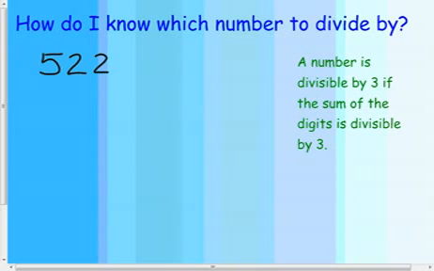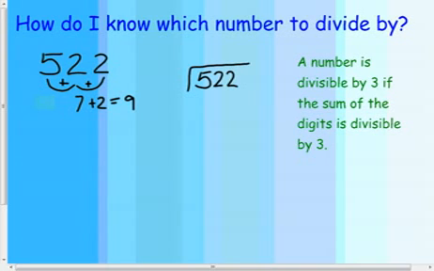What I can do, I can prove to you that I can divide this by 3. I take this 5 and add it to the 2. 5 plus 2 is 7, plus another 2. Okay, adding all 3 of these together, 7 and 2 equal 9. So my theory says that 522 should be evenly divisible by 3. And let's check it out.